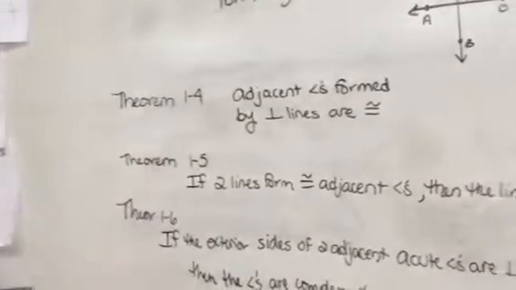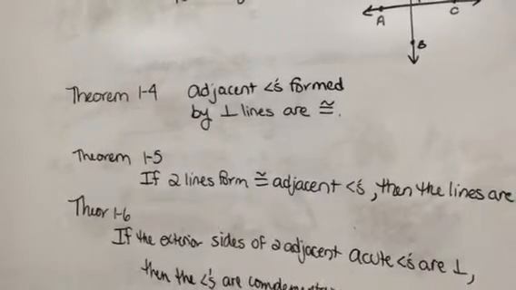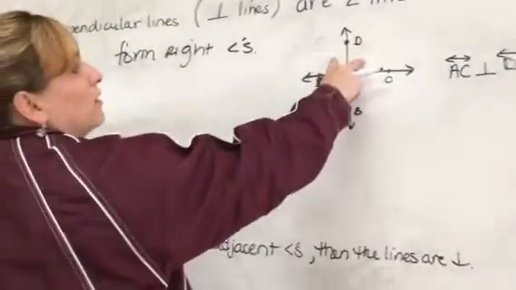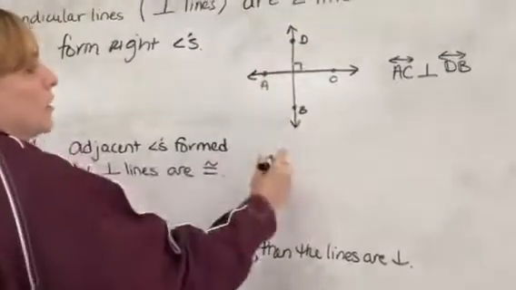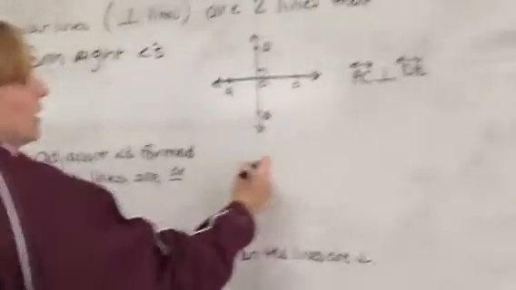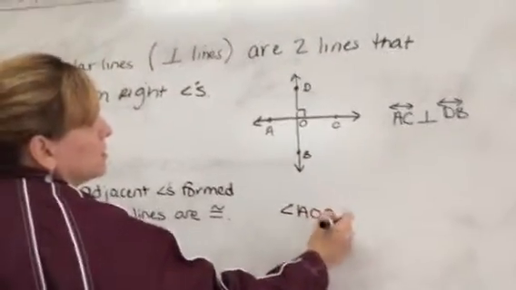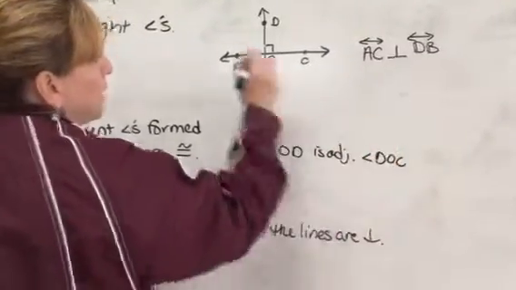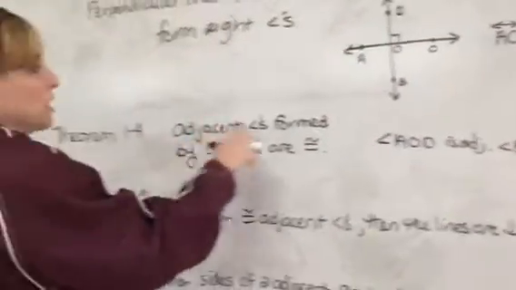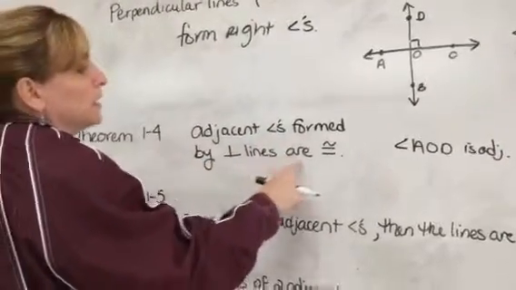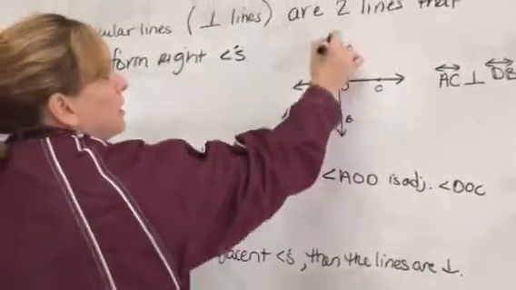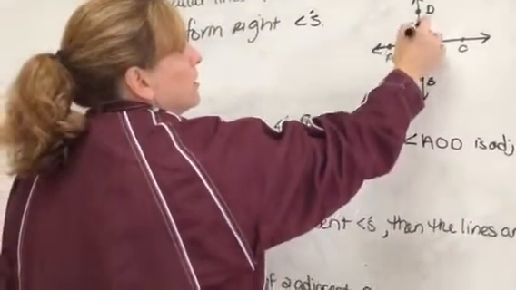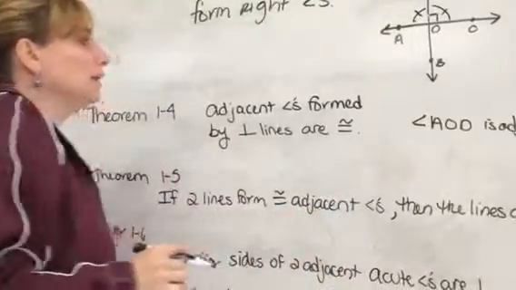So here's theorem 1-4. Adjacent angles formed by perpendicular lines are congruent. So these two angles are adjacent, okay? So I'm going to put an O here. Angle AOD is adjacent to angle DOC because they're right next to each other. And it says adjacent angles formed by perpendicular lines are congruent. So this angle and this angle are two adjacent angles, and they're formed by perpendicular lines, so we can say that those are congruent. Okay?